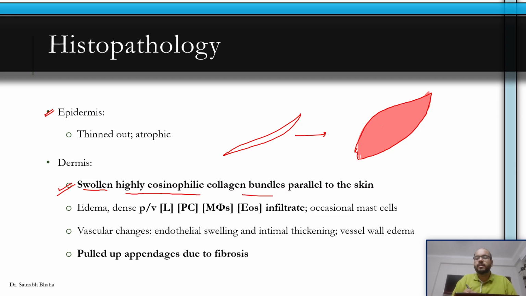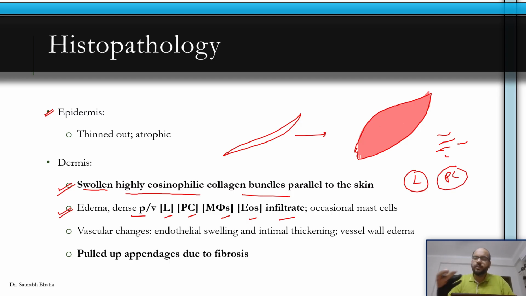The collagen bundles are oriented parallel to the skin. Usually we have a haphazard placement of collagen bundles, but as it goes more into sclerosis, they are arranged horizontally. Regarding the infiltrate, there is a dense perivascular lymphocytic, plasma cell, macrophage and eosinophilic infiltrate. The most important cells to remember are lymphocytes, which carry the inflammatory and immune activities, and plasma cells, which secrete autoantibodies. These two are the major cell types present in the dermis.